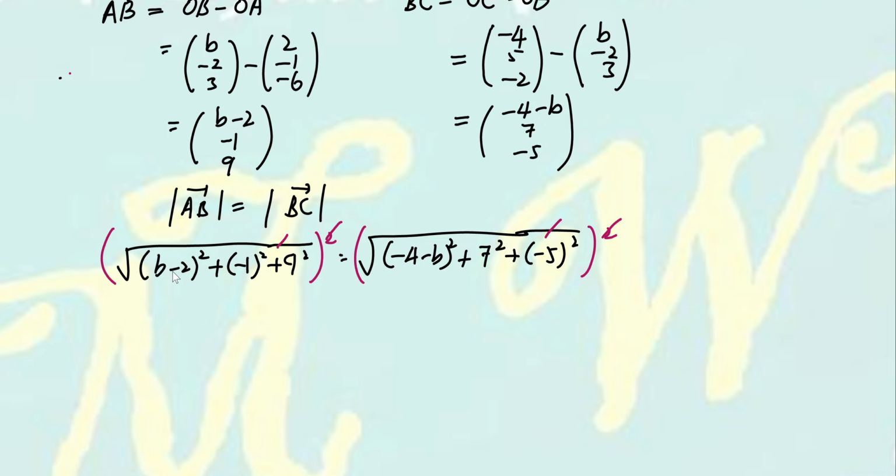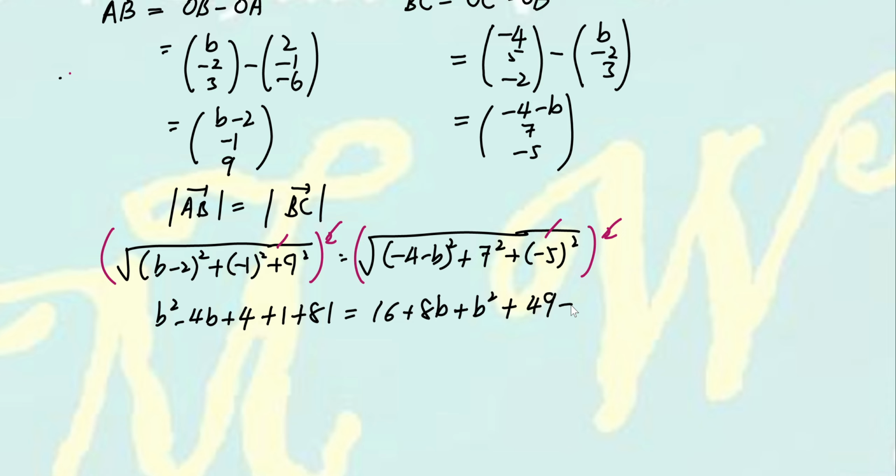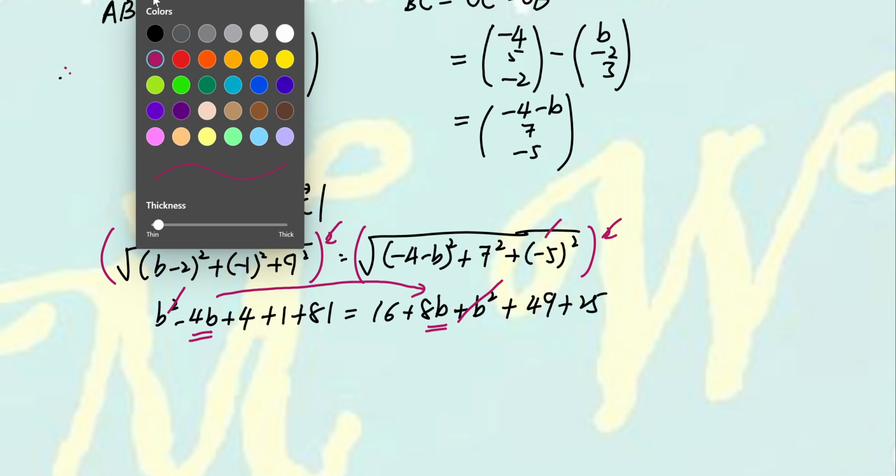Now do expansion to get the b. So I will be getting b squared minus 4b plus 4. Minus 1 squared is plus 1. 9 squared is 81 on the left side. And right side, you will be getting 16 plus 8b plus b squared. 7 squared is 49. Square of minus 5 is plus 25. Okay, so basically, when you simplify, the b squared will be cancelled off. Okay, so I will group all the b on the same side. So I will move this minus 4b to the right side.